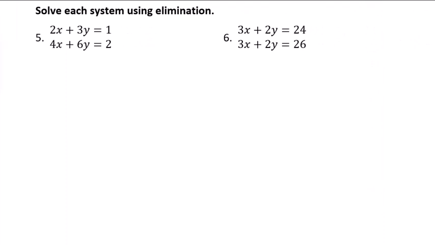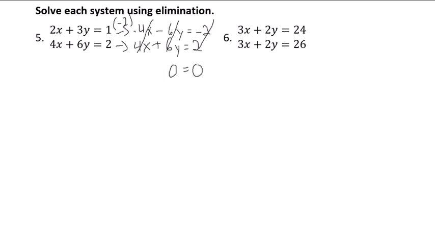All right, so with this one, we need to get opposites. So if I want to turn a 2x into a negative 4x, I'm going to multiply the top by a negative 2. I'll leave the bottom exactly how it is. 4x plus 6y equals 2. And the top would be negative 4x minus 6y equals negative 2. Well, if you can see, that cancels, and that cancels. So we get 0 equals 0.